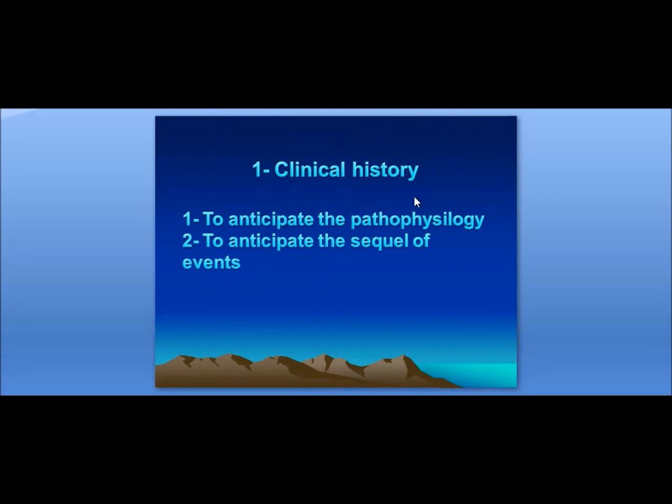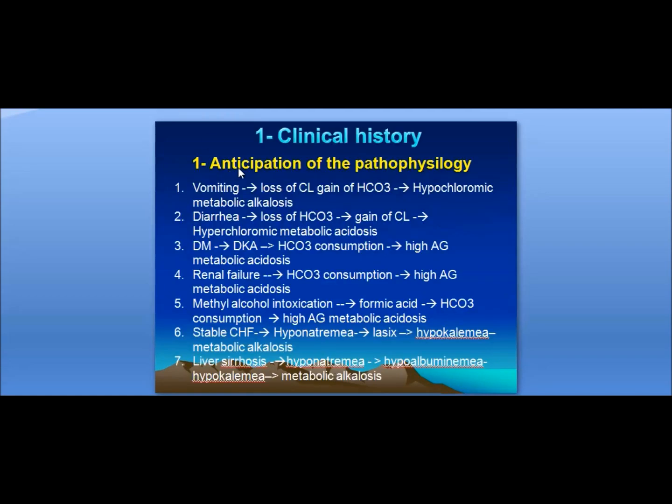Clinical history. Study of the clinical history will be important for 2 things. Number 1, to anticipate the pathophysiology. Number 2, to anticipate the sequelae of events. Anticipation of the pathophysiology, like what? If the patient is vomiting, he's going to lose chloride, gain bicarbonate, to develop hypochloremic metabolic alkalosis.